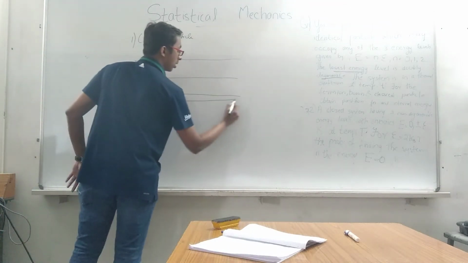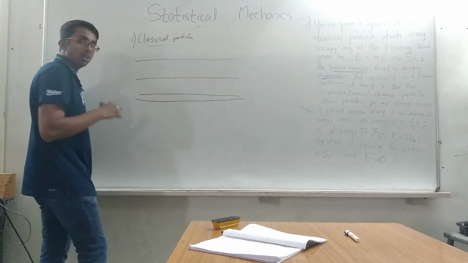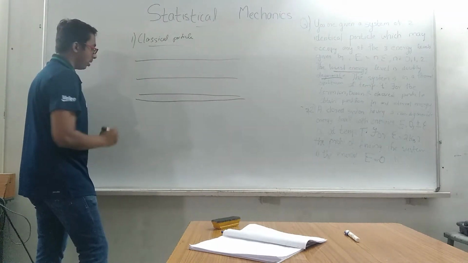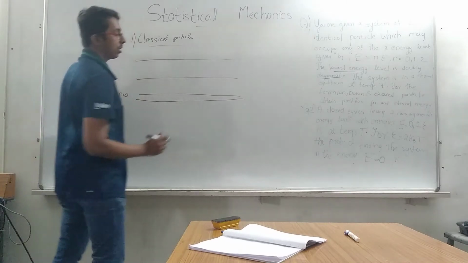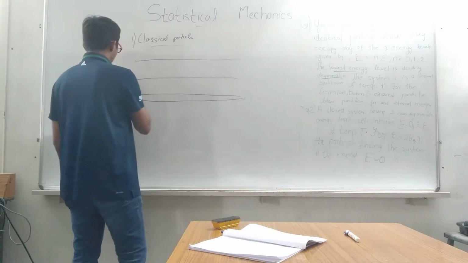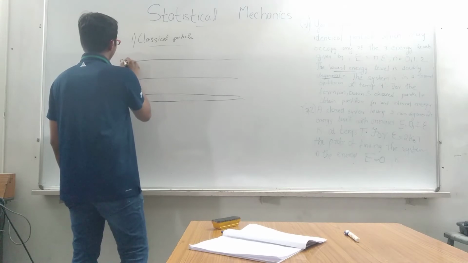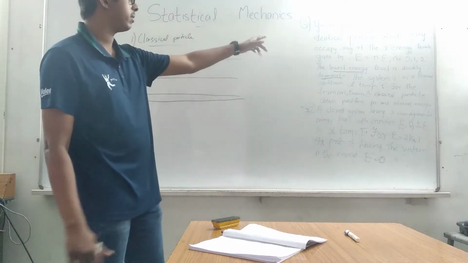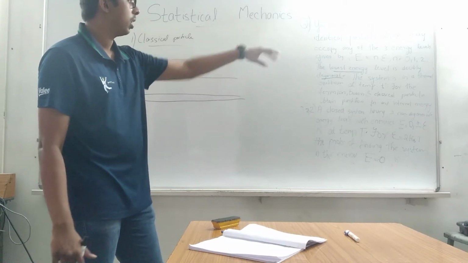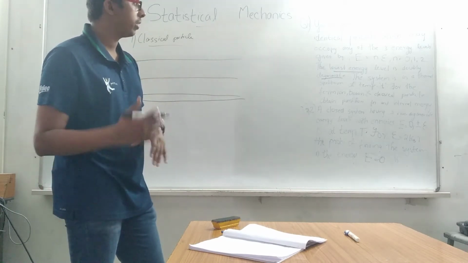So we can draw 2 levels that are close to each other. This level is for n equal to 0, then n equal to 1, n equal to 2. Our aim is that the energy E is equal to n epsilon, and we just find out what configurations are possible.